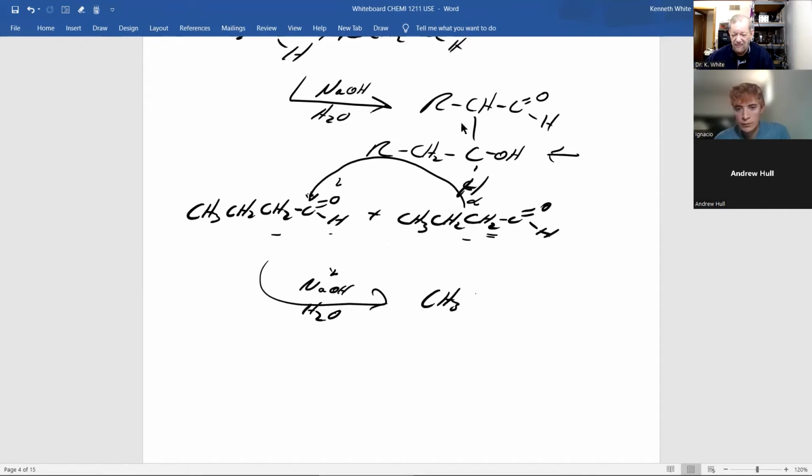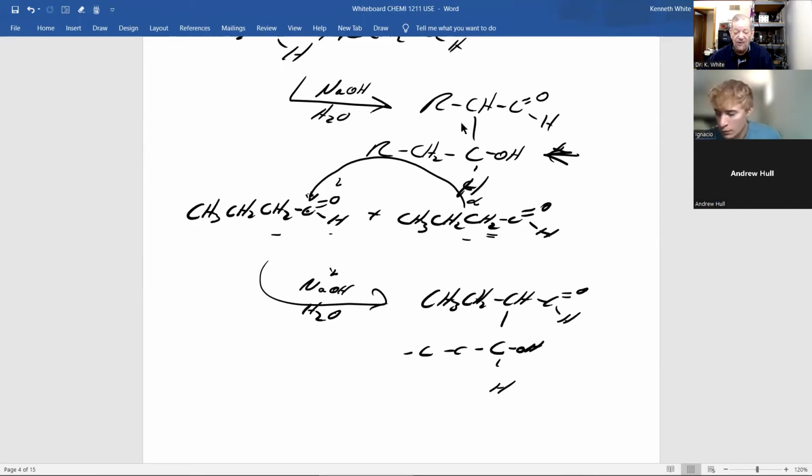I have here, and now that attaches to this carbon, which will have an OH group. And then hydrogen, what's attached to that, 3 carbons, will still be attached. And that's how you do it. And that's the aldol condensation.